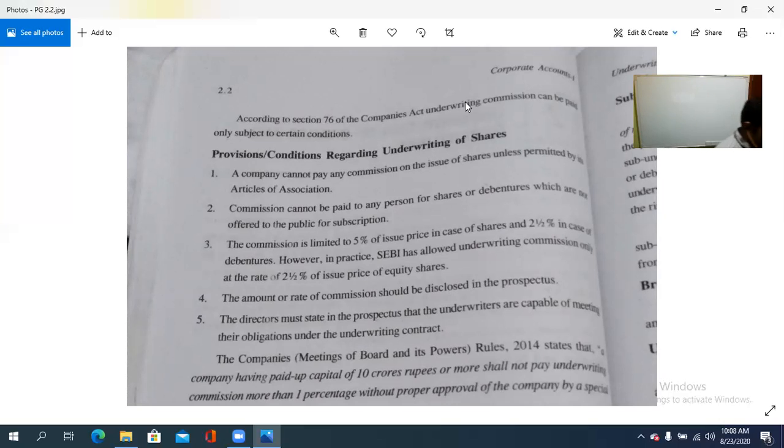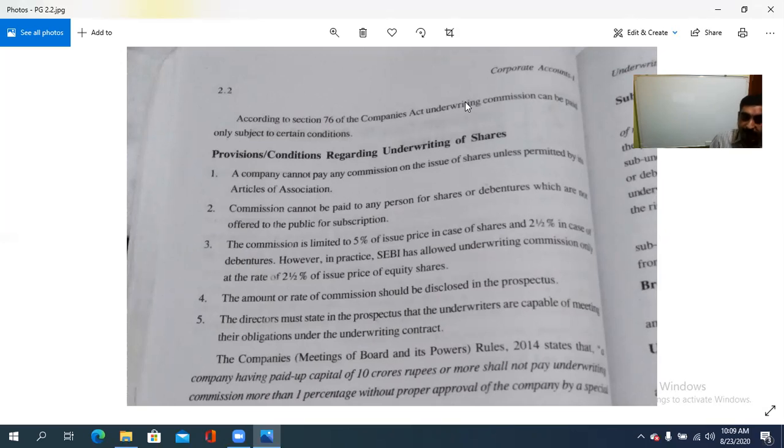We have studied earlier the memorandum of association and articles of association. That is what prescribes the guidelines of the company. Just as we have the Indian Constitution, in the case of a company it is the articles of association. So if the articles permit, only then can commission be paid on the issue of shares. So a company cannot pay any commission on the issue of shares unless permitted by its articles.